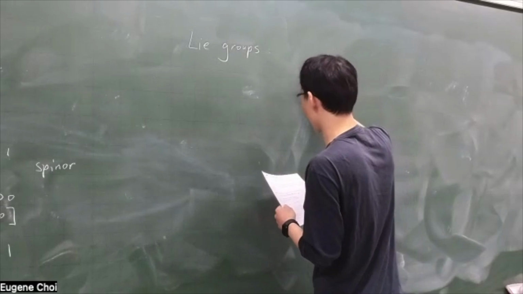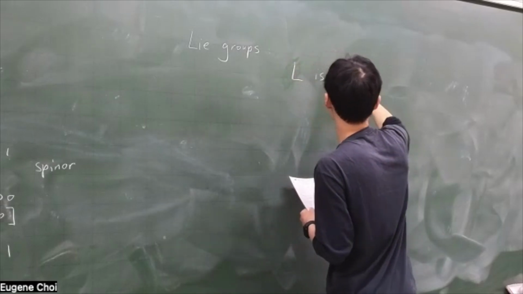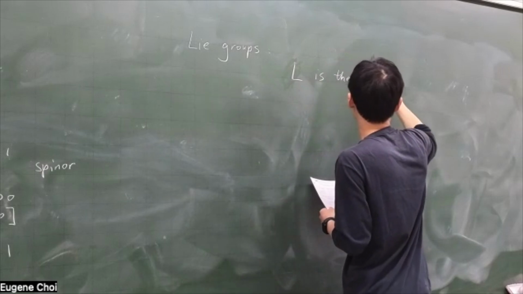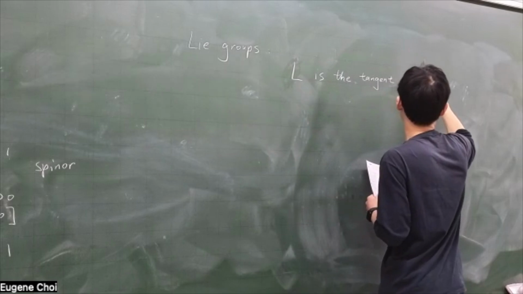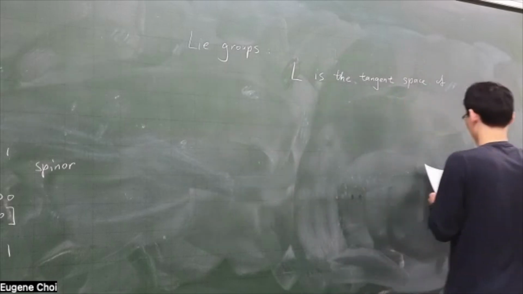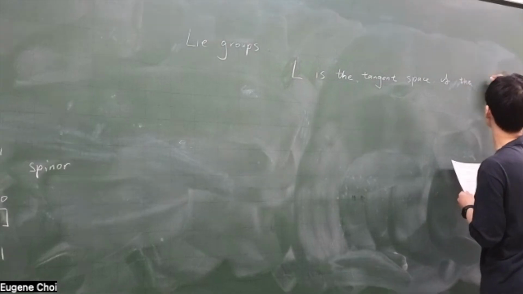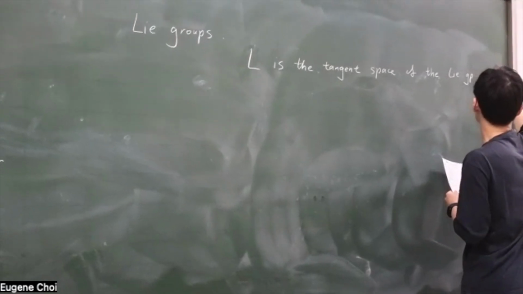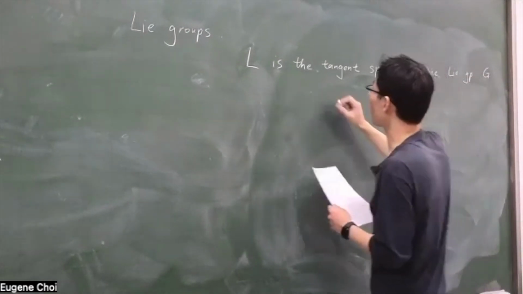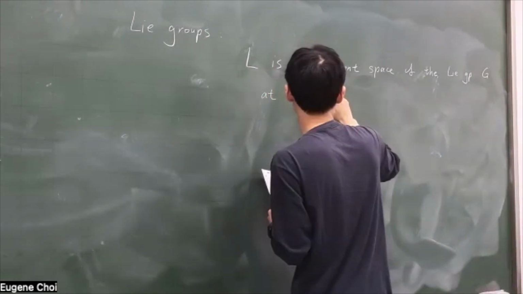So roughly speaking, so G, okay, not G, I'm using L. The Lie algebra is the tangent space of the Lie group G at the identity element.